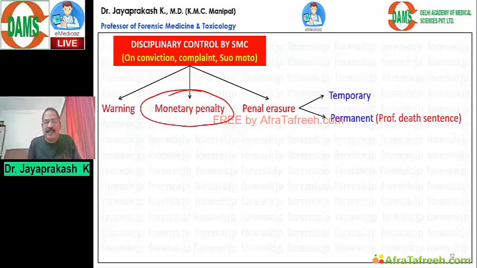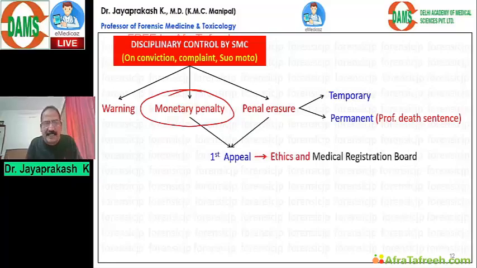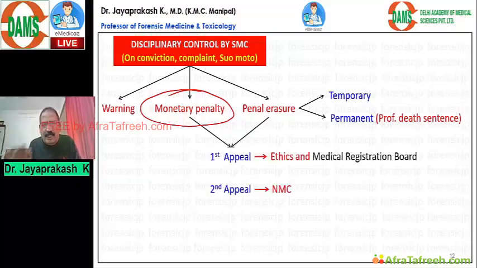And now, this you know very well, temporary or permanent erasure is also known as provisional death sentence. Now, to whom can he appeal? I always used to say appeal should be made to the Central Health Ministry, but now it has been changed. First appeal to the Ethics and Medical Registration Board, and if the doctor is again not happy, he can make a second appeal to the National Medical Commission.